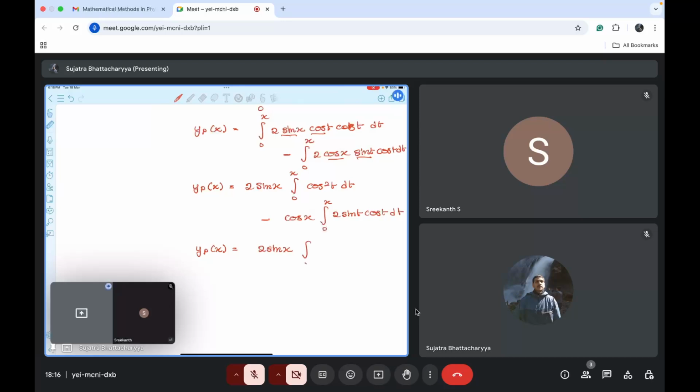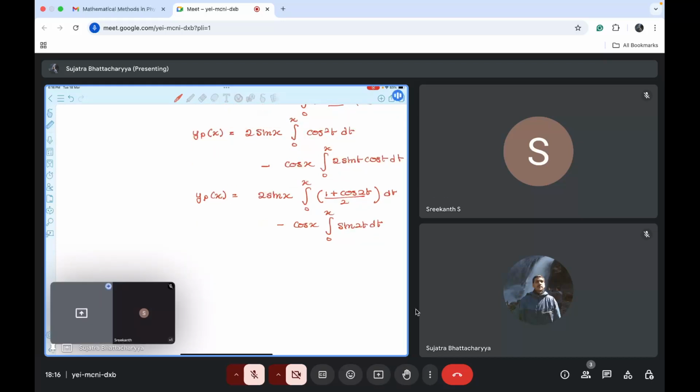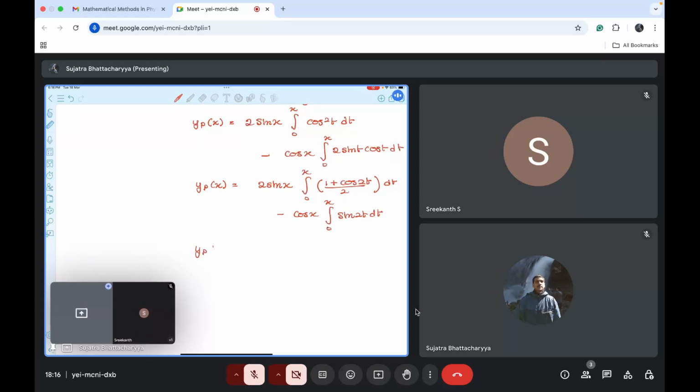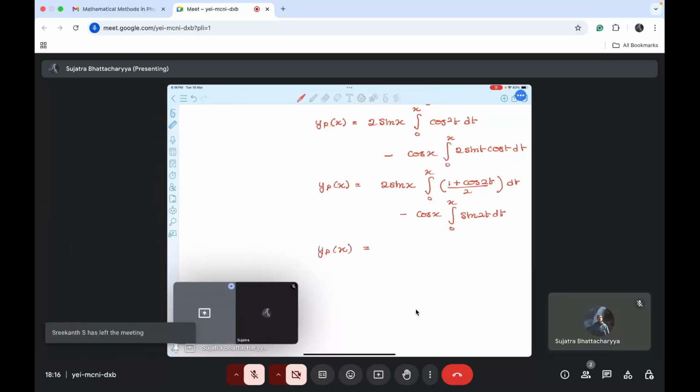How to solve cos square t? You have to write (1 plus cos 2t) divided by 2 dt. This is just a trigonometric conversion. Then cos x, 0 to x, and this is sin 2t dt. Great. So we have converted mostly into the trigonometric form, and we have converted in such a form that these functions will be easily integrated.